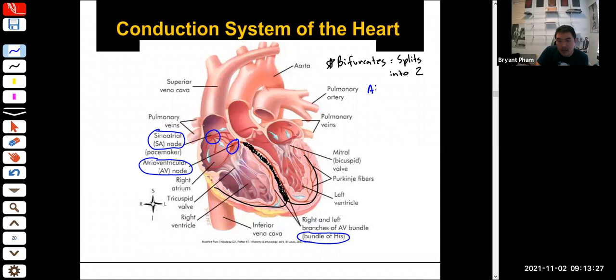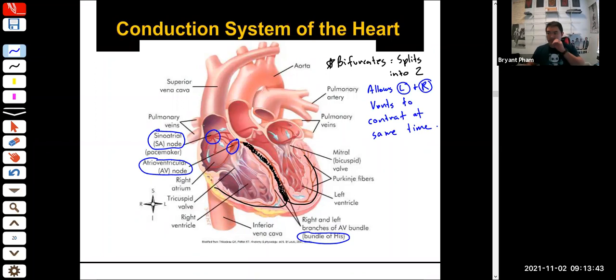This bifurcation allows the left and the right ventricles to contract at the same time. Okay, basically I'm going to send one signal and then the left and the right are going to get the signal at the same exact time. So we know that they're going to contract. That's what I was talking about earlier in the lecture, how your left and your right, they're coordinated.